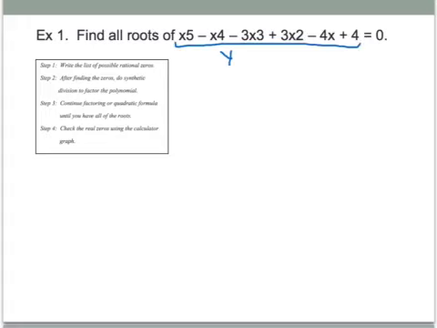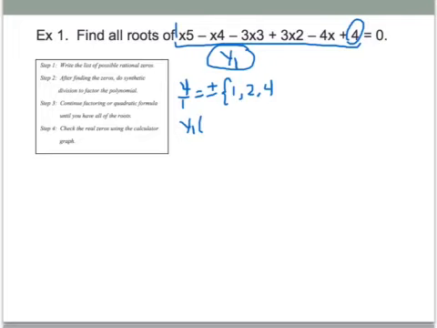Alright, so the first thing we want to do is we want to plug all of this into y1. And then we're going to evaluate it. And to know what we're going to evaluate for, we want to do our rational roots test, which we take our constant term over our leading coefficient. So the factors of 4 over 1 end up just being 1, 2, and 4. So plug all of this into y1 and evaluate it.